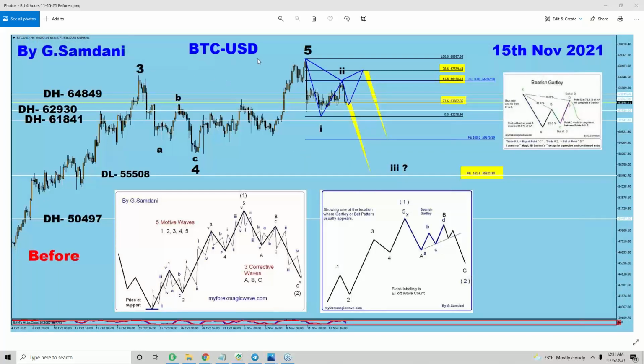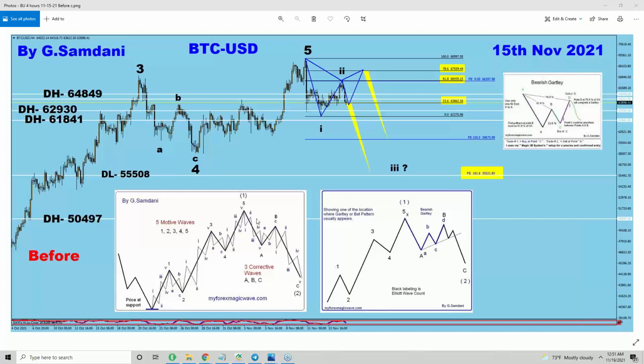This is the Bitcoin 4-hour chart, and I made this chart on the 15th of November, three days ago. In this chart, I'm showing a few different things. This is the Elliott wave count: wave 3, wave 4, and then wave 5. After that, usually comes 1, 2, 3, 4, 5, then the A, B, C correction.